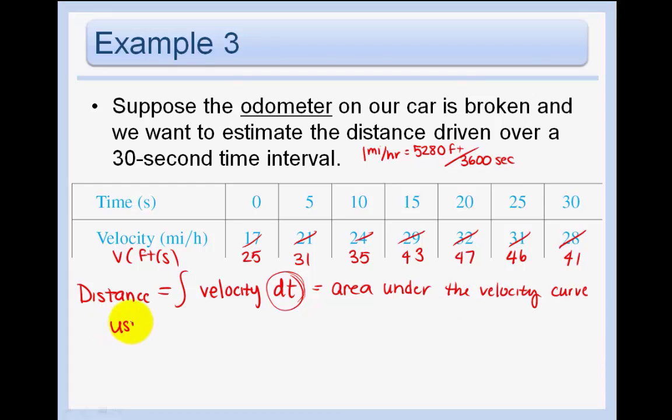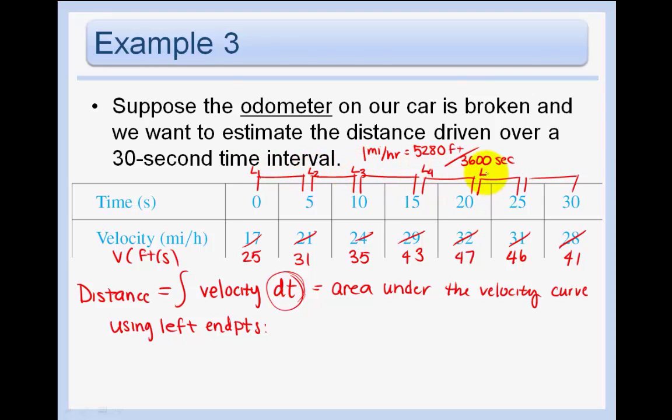So if I'm using left endpoints, what do you get? Here are my rectangles. I'm just going to make as many as I possibly can. If I'm using left ones, here's the first, second, third, fourth, fifth, and there's my sixth one. I can't make any more than that. And so my width is 5. And my height, this is left. See, I labeled it left. I'm going to use the height as 25. That's the function at time 0.